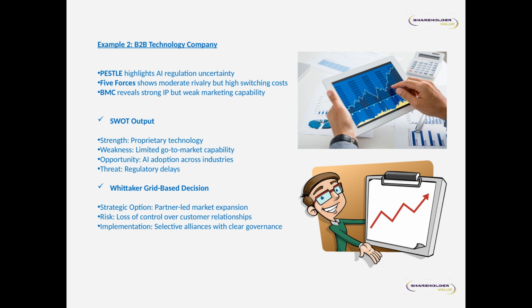Using the Whitaker strategy grid, the strategic option recommended is a partner-led market expansion, leveraging alliances to grow reach. This approach carries the risk of losing some control over customer relationships, so it's important to mitigate this by forming selective alliances with clear governance structures to maintain oversight and alignment. Overall, this balances the company's technical strengths with strategic growth opportunities while addressing potential risks methodically.